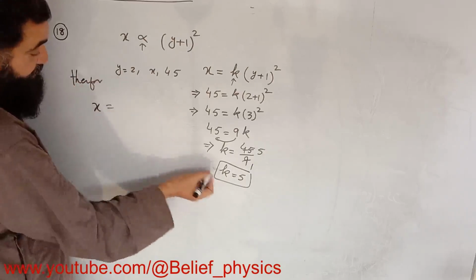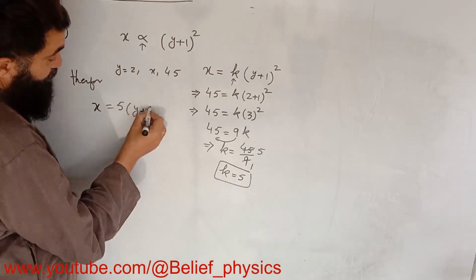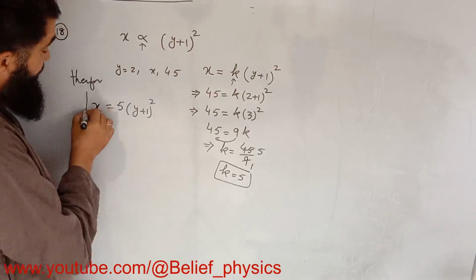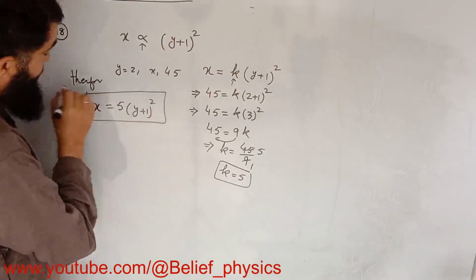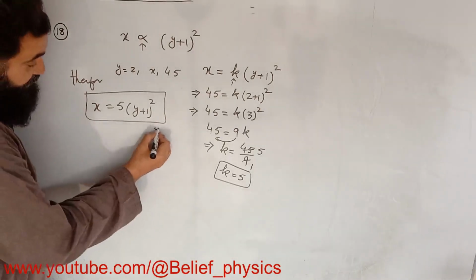x is equal to k into (y plus 1) whole square, so this is the relation between x and y. The question asked here is: find x when y is 4.